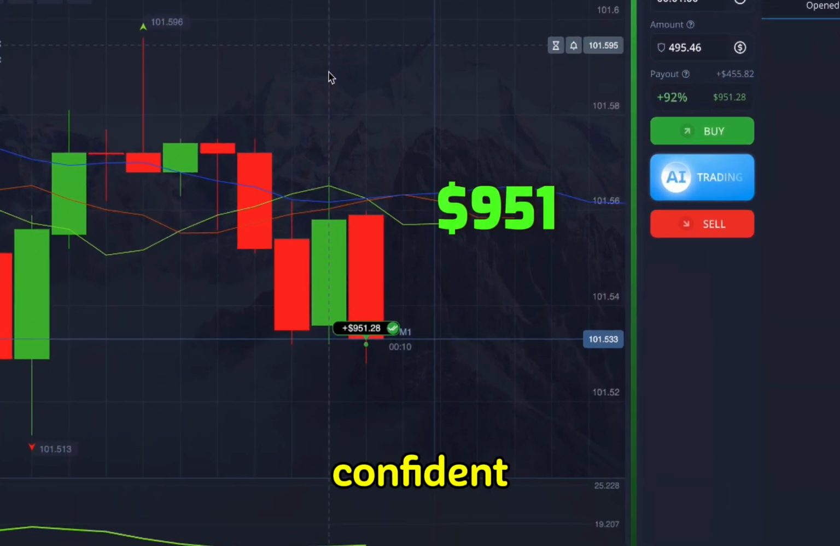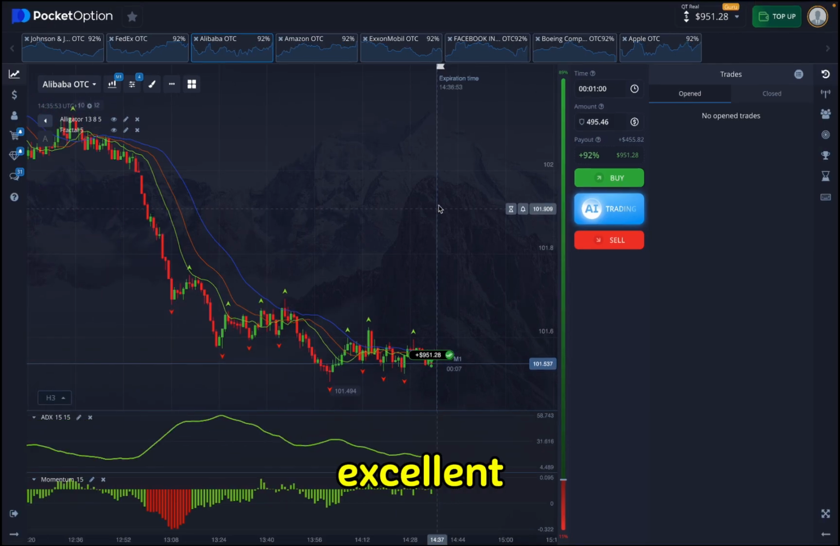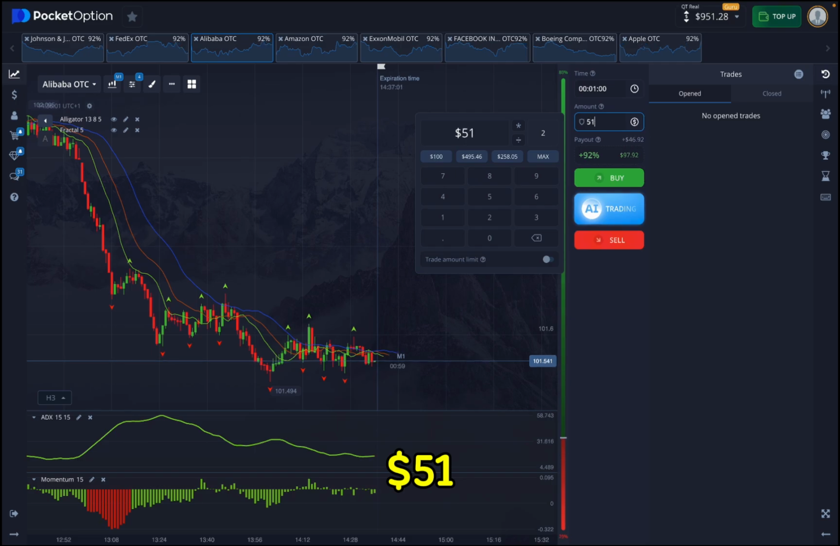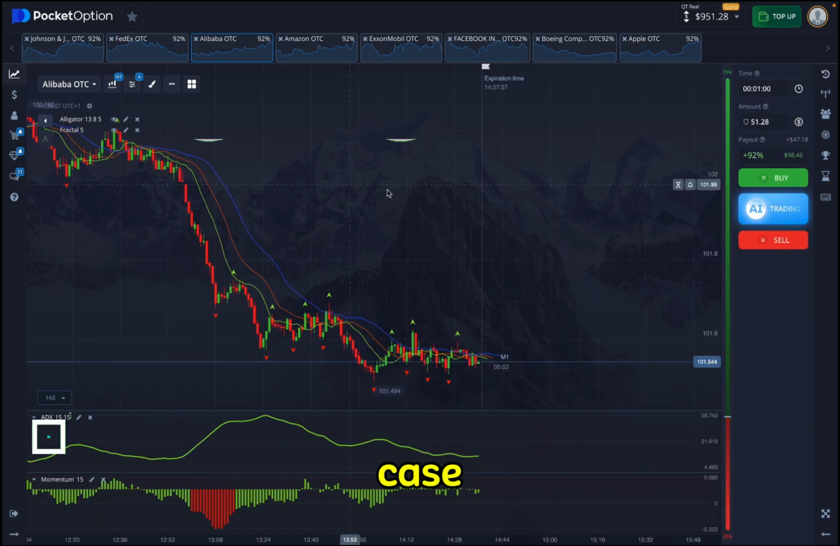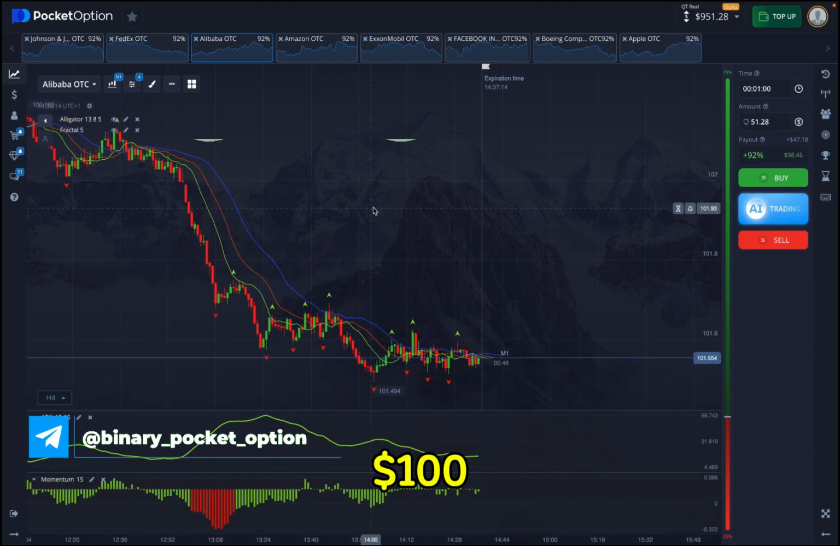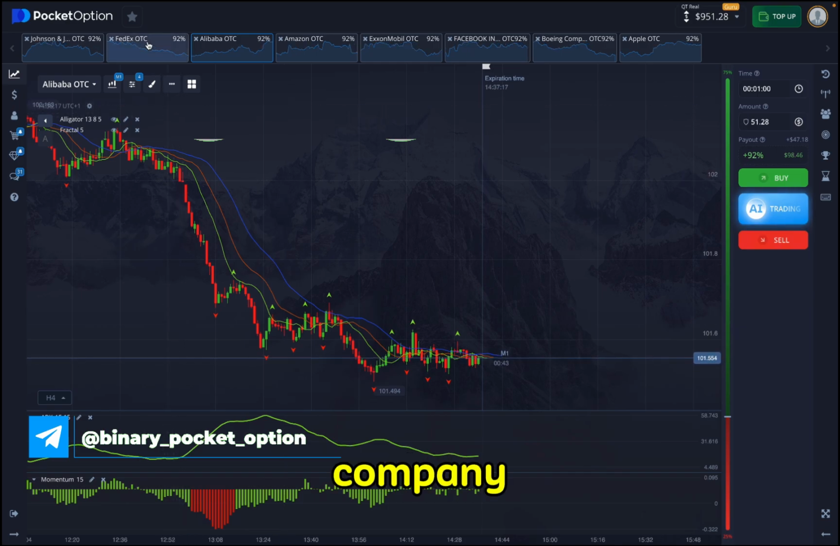And the trade is confidently closed in the plus again. Excellent. Good result on today's trade. And let's probably open the next trade for $51, the whole balance. I probably won't take any more risks, and in case of failure, I will probably open another position for about $100. Let's go ahead and pick up the next stock of the company.